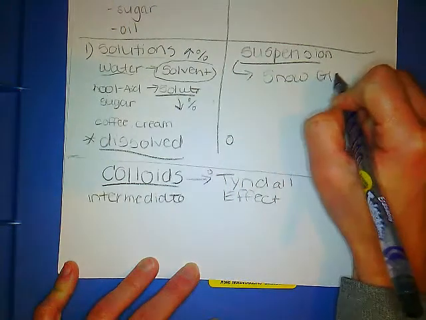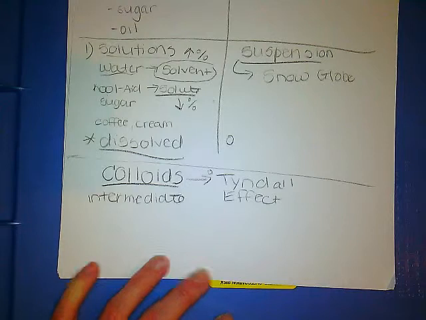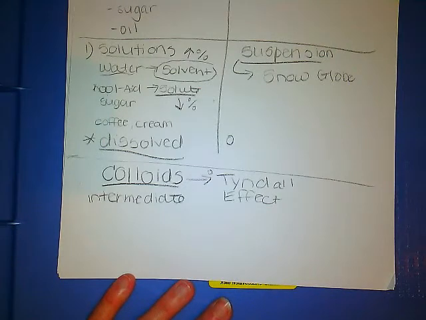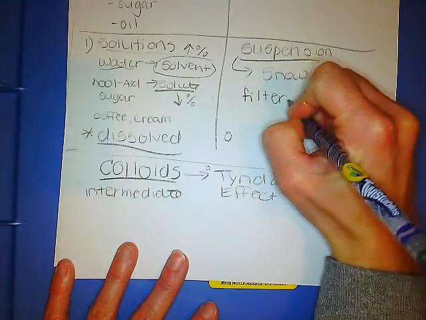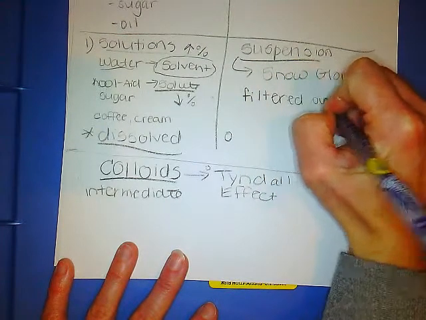Okay, when you think suspension, I want you to think snow globe. When you look at a snow globe and you see those white particles in there, if you were to possibly break that snow globe, could you filter out the water from those white particles? And the answer is yes. In a suspension, the particles are very large in size and definitely could be filtered out.